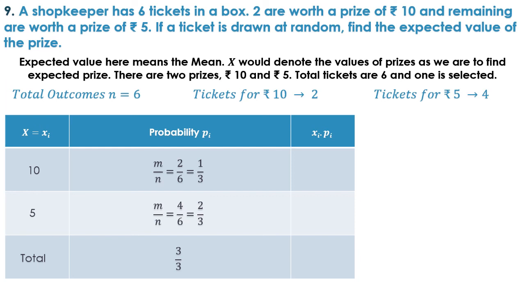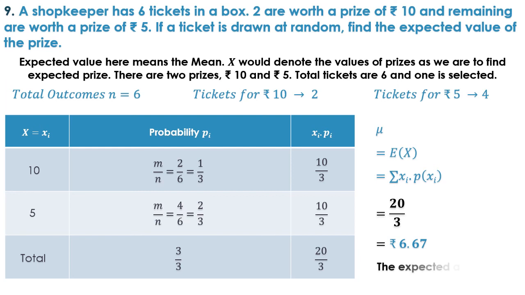Next, for calculating the expected value, just multiply 1 upon 3 with 10, that would be 10 upon 3, and 2 upon 3 with 5, again 10 upon 3, and the answer is 20 upon 3. That's the total of the xi pi. Mu is expectation of x, that is summation xi into p of xi, that is 20 upon 3. I'm just simplifying it here because this is a rupee. Okay, 20 upon 3 rupees seems a bit different, so I'm just writing it down in decimal values. Rupees 6.67. So the expected amount of price will be rupees 6.67.